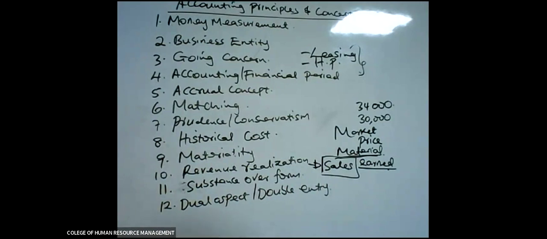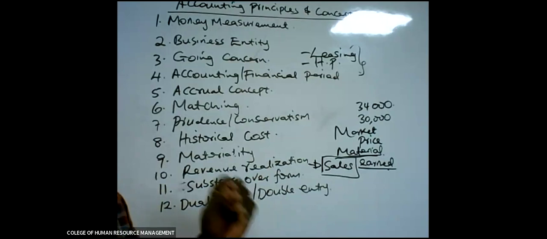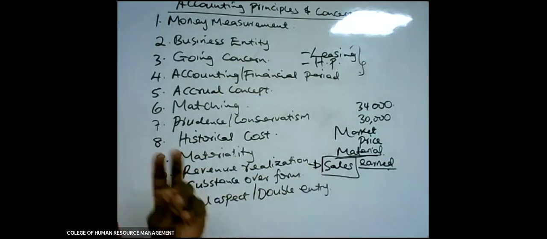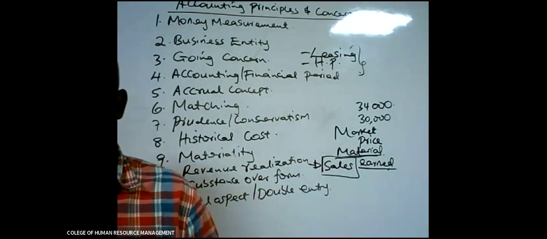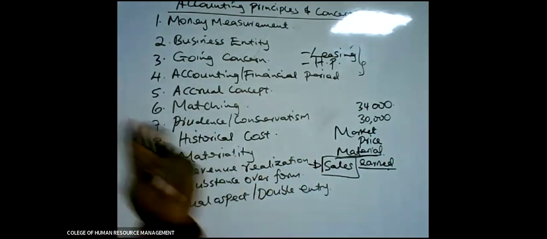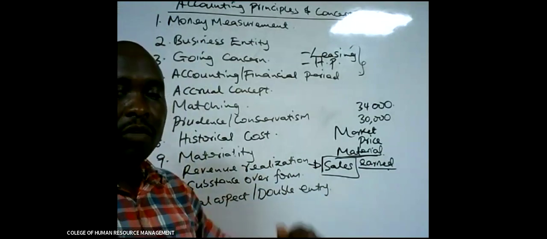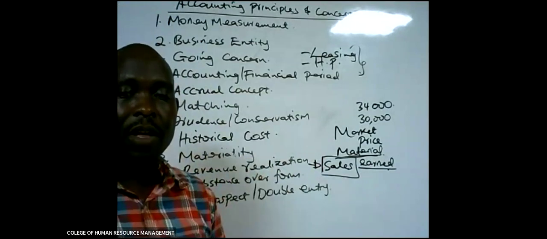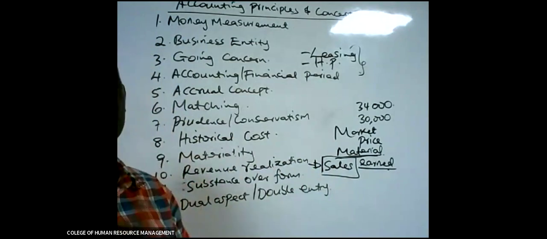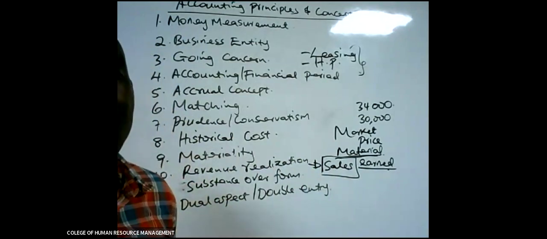Lastly, the dual aspect. The dual aspect, also known as the double entry. We know this is the life and blood of accounting. And it simply states that for every business transaction, there must be a debit entry and a corresponding credit entry. And that is like the foundation for accounting. That is what generates the ledger accounts. From the ledger accounts, we have the trial balance. From the trial balance comes the final accounts.